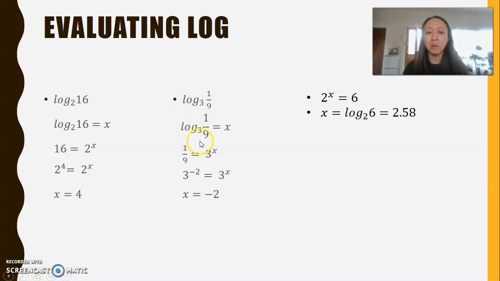If we let log 3, 1 over 9 equal x, and we change this into an index equation, we know that 1 over 9 will be equivalent to 3 power x.